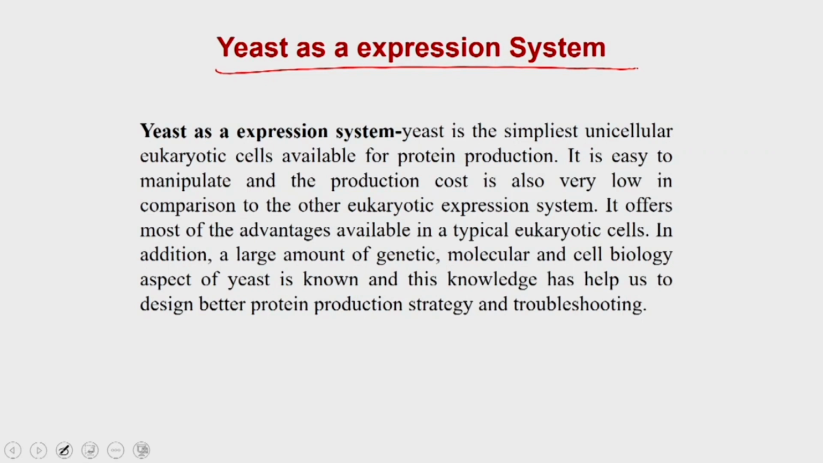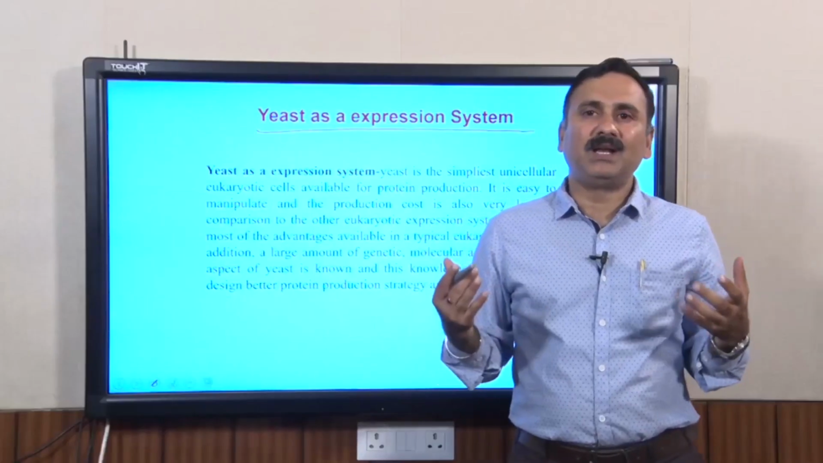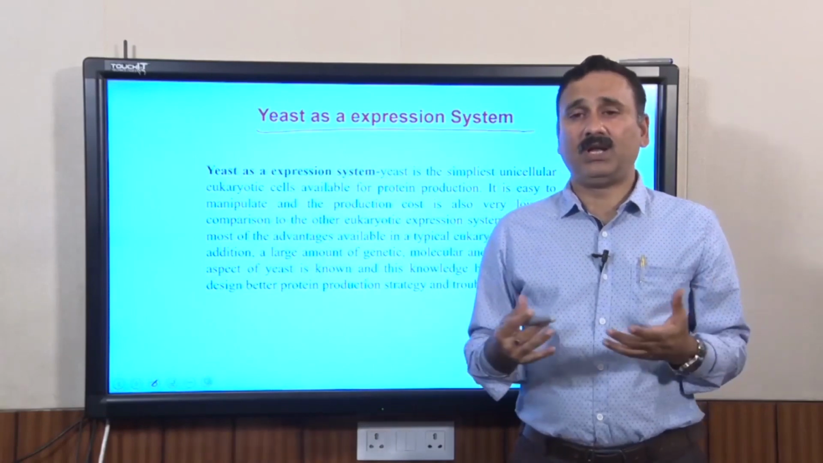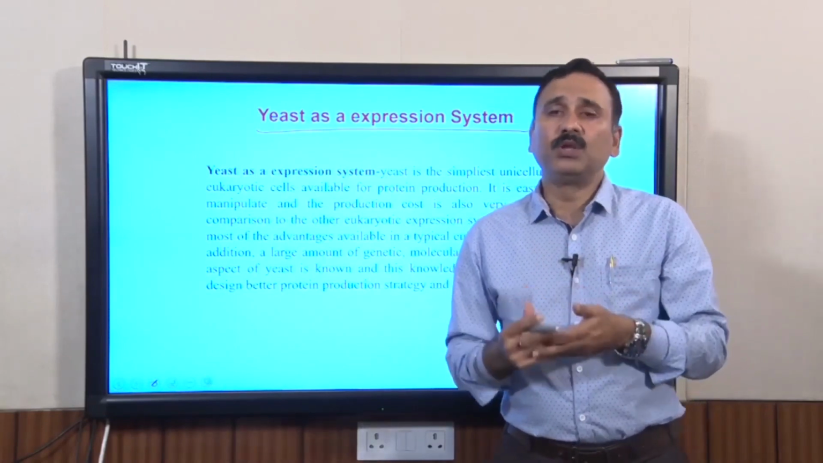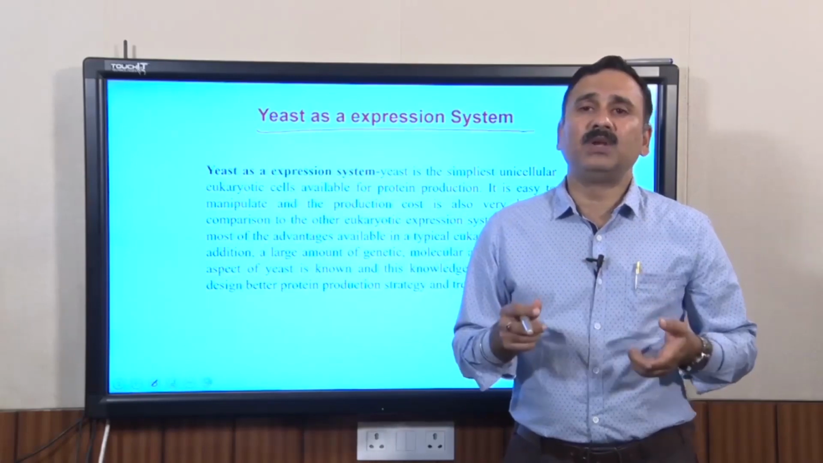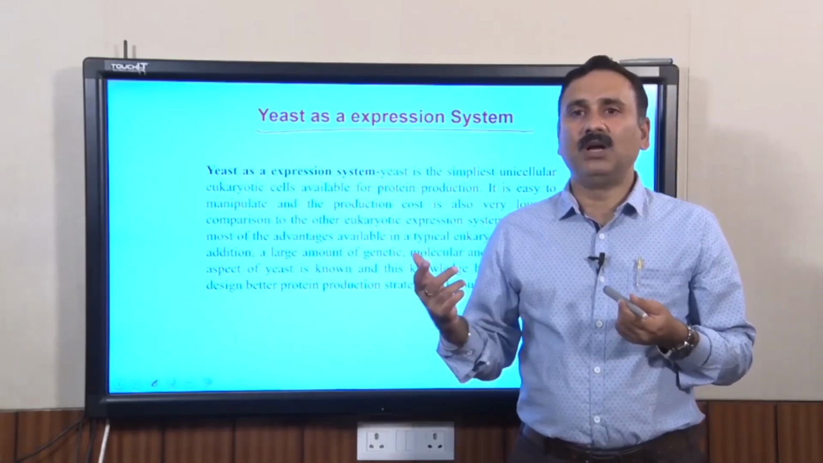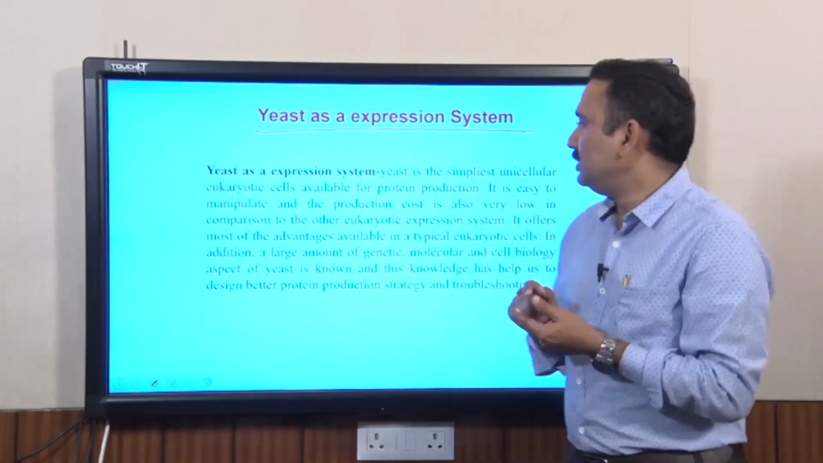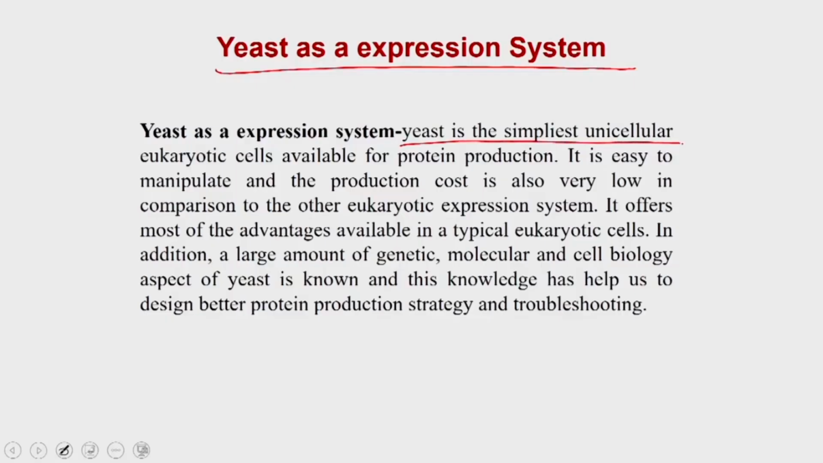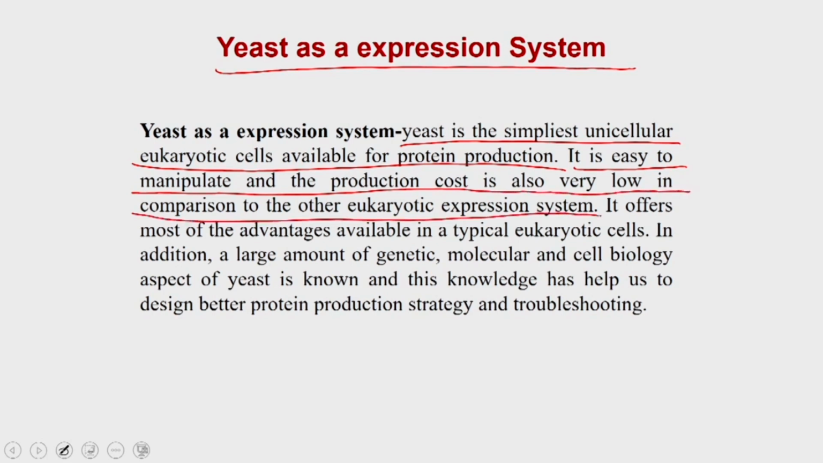Yeast is the simplest unicellular eukaryotic organism which you can use for overexpressing those proteins which will not overexpress nicely in the prokaryotic system. So, yeast is the simplest unicellular eukaryotic cell available for protein production. It is easy to manipulate and the production cost is very low in comparison to the other systems.